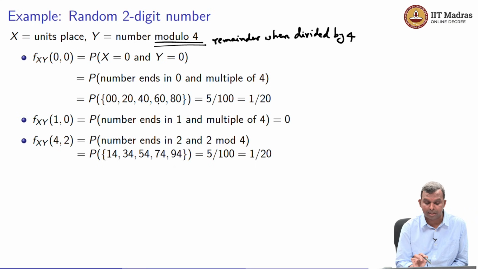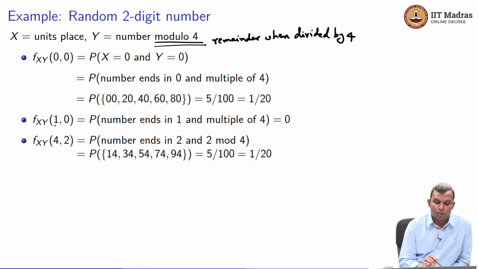What are the favorable cases? You see 0, 0 and 1, 0 will not work. Why? 1, 0 is x equals 0, but y is not 0. It is not divisible by 4. You get a remainder of 2 when you divide by 4. So, 1, 0 will not happen. So you see 0, 0, 2, 0, 4, 0, 6, 0, 8, 0, all of these will satisfy both conditions, so 5 out of 100, 1 by 20.